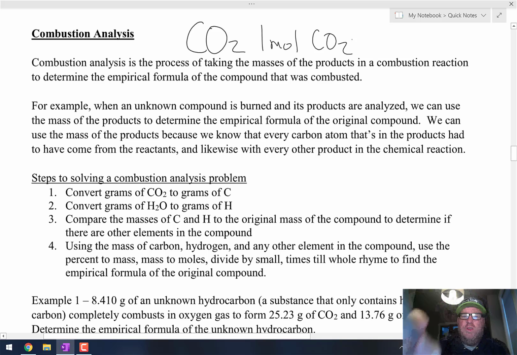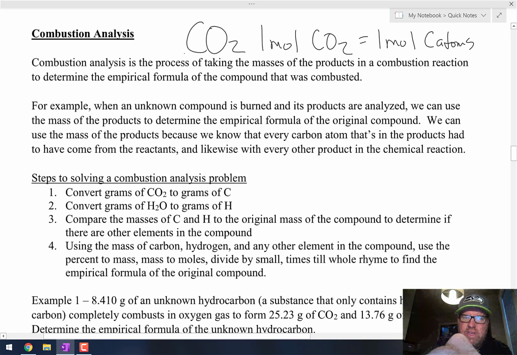If we have 1 mole of CO2, is it fair to say that in 1 mole of CO2, we really have 1 mole of carbon atoms? Because if we have a mole of CO2, again, what does that mean? It means we have 6.02 times 10 to the 23rd CO2 molecules, okay? And of course, if we have 6.02 times 10 to the 23rd molecules of CO2, we have 6.02 times 10 to the 23rd carbon atoms because every CO2 molecule has 1 carbon atom in it.